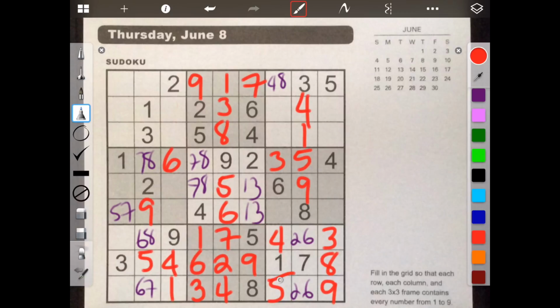Well, let's see what this frame needs. We need one, two, three, four, five, six, one, two, and seven. So we already got a one here. This becomes two and seven.